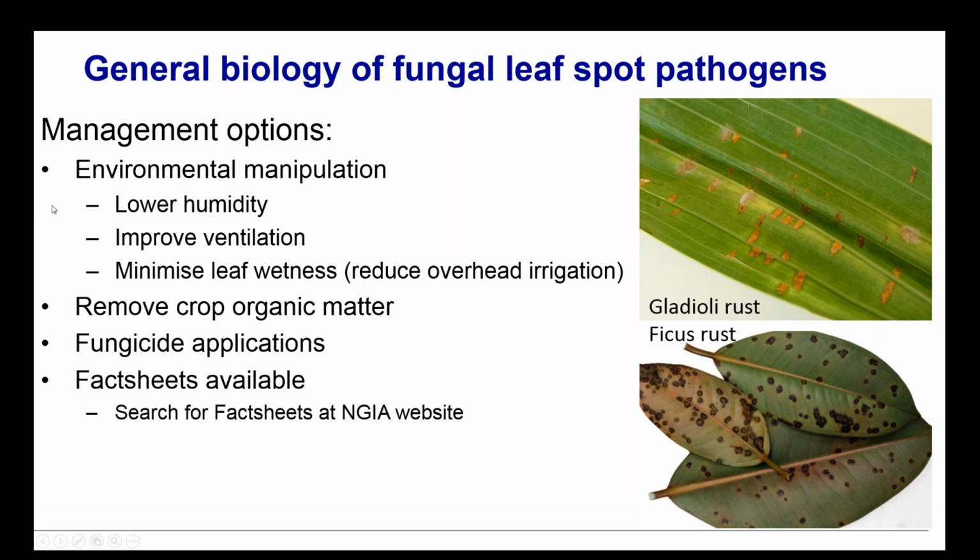So you want to prevent infections from occurring, and the ways you can do that are to lower the humidity in the growing environment, improve ventilation, minimize leaf wetness. If you have overhead irrigation, you want to irrigate at times when your leaves will dry relatively quickly. Different pathogens require different lengths of time to colonize a leaf, in terms of the amount of time with wetness on that leaf. So if you are dealing with a particular host plant and a particular pathogen, it is worthwhile seeing if there's research on the amount of time required to infect that leaf.